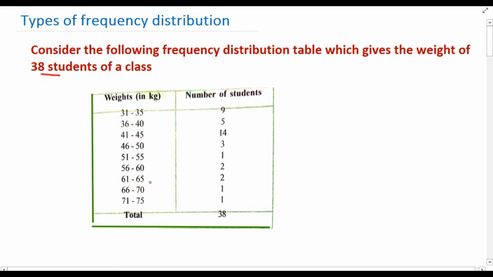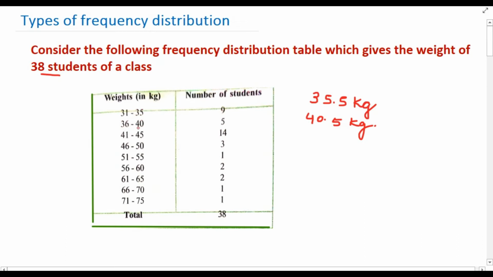Now, suppose that two new students of weight 35.5 kg and 40.5 kg are admitted in this class, then in which interval will we include them?